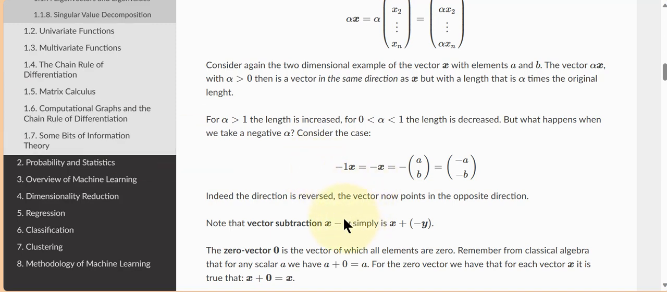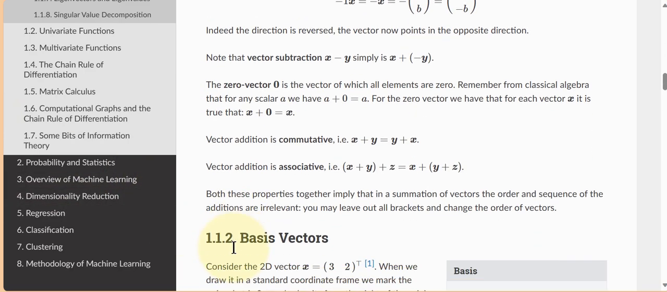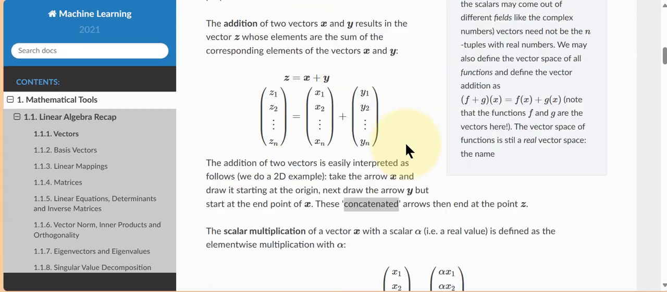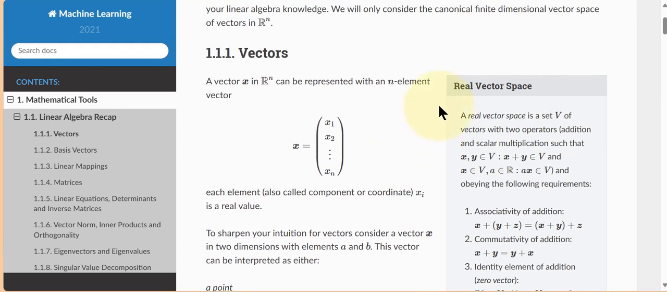And now that we have that, we can talk about subtraction as just x plus negative y. Then they also mention we have the zero vector, which has this property, and of course the zero vector has zeros in all its entries. Okay, let's go back up to here and see what they're talking about here.